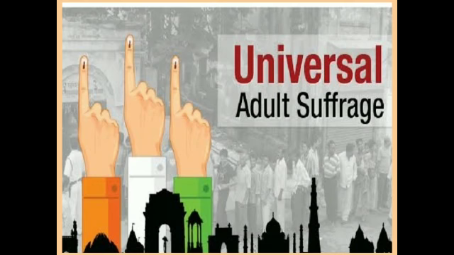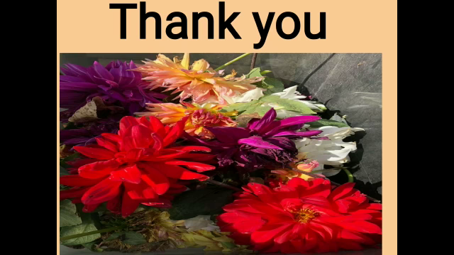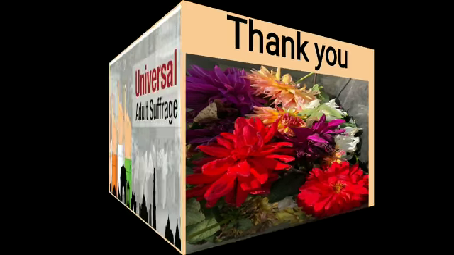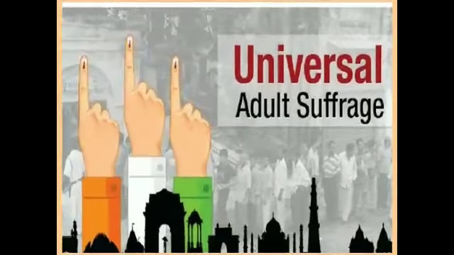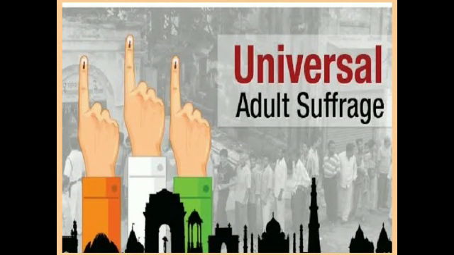Okay, children. Now, the privilege or right is universal adult franchise or universal adult suffrage. It's a right officially granted to a person or a group by a government, especially the constitutional right to vote. Each country needs a government to make important decisions and function well. The decisions may be economic, educational, or social. Can you understand, children?